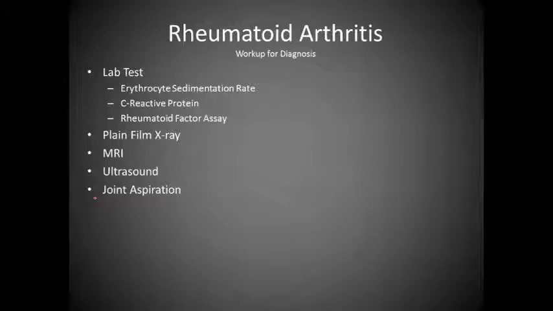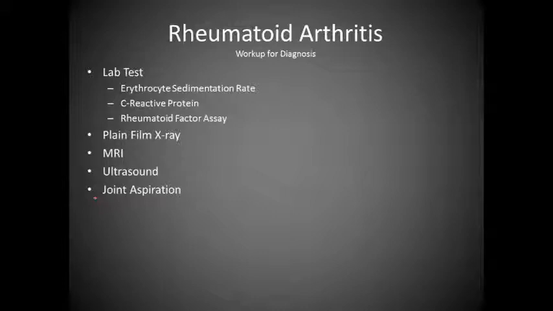So how do you find rheumatoid arthritis? Well, a lab test can be an excellent way to start. You can have an erythrocyte sedimentation rate, C-reactive protein, and a rheumatoid factor assay. And so basically what all this is going to do is demonstrate whether it seems like rheumatoid arthritis is occurring in your blood or not.